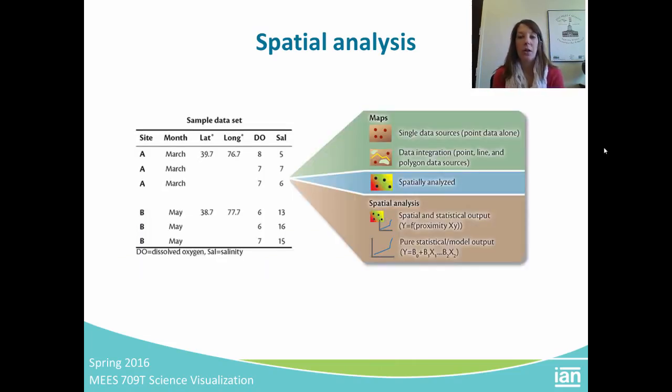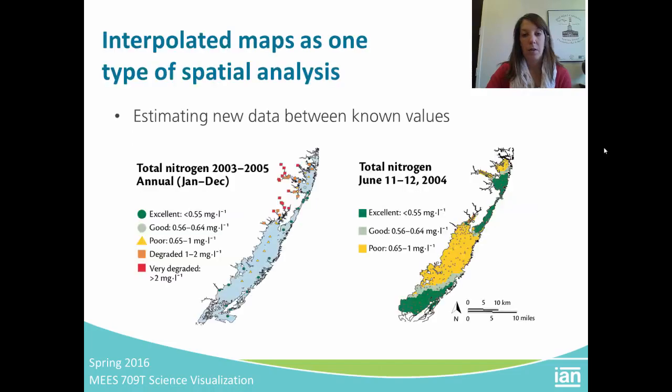And so how does spatial analysis really happen? Well, first you have your maps with your single data sources. You might integrate different types of data sources, and you can actually create algorithms and models that say something about the spaces in between your data and what that's really showing. And so that's the basic of it.